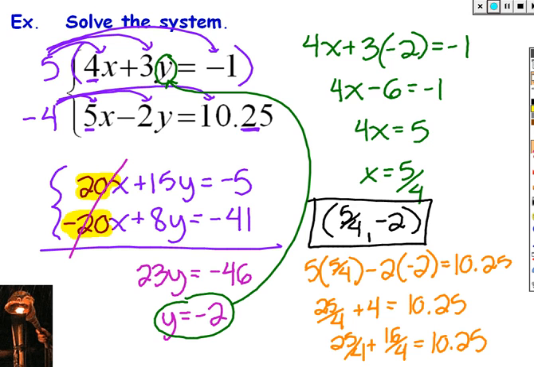Now, just as a quick check, I've gone back to the second equation. I've plugged in 5/4 for x, negative 2 for y, and I get to this point right here. 25 plus 16 would be what? 41/4? And 41/4 is the same as 10 1/4 or 10.25. So, yep, this equation is correct. I can be pretty confident in my answer.